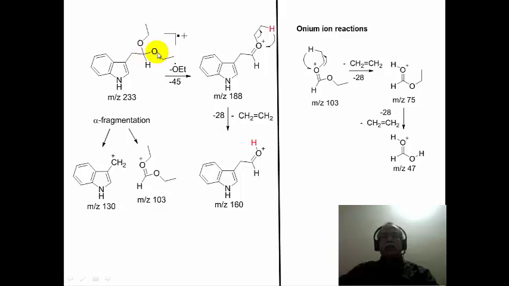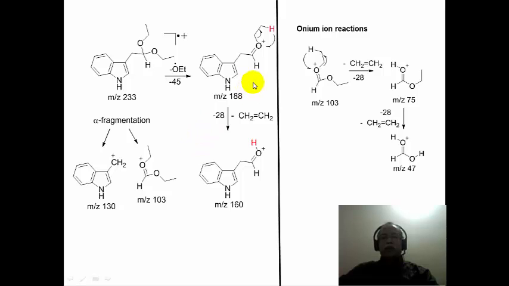Alternatively, this carbon-oxygen bond can be cleaved. That will also give an oxonium ion, which is a relatively stable species, with the loss of 45 mass units corresponding to the loss of OEt, for example, in this particular case, and the oxonium ion has an m/z value of 188.